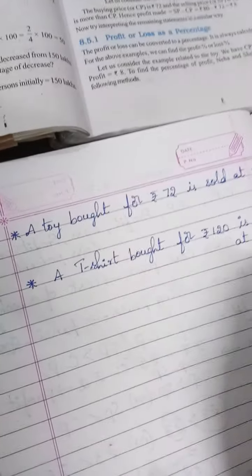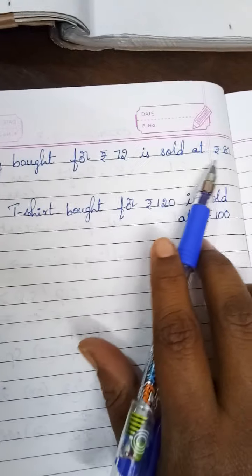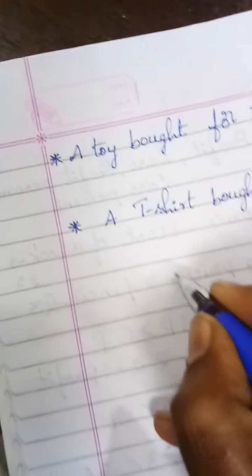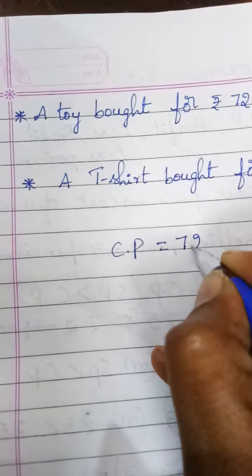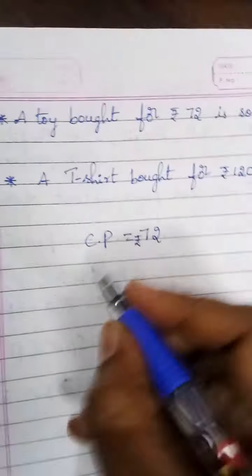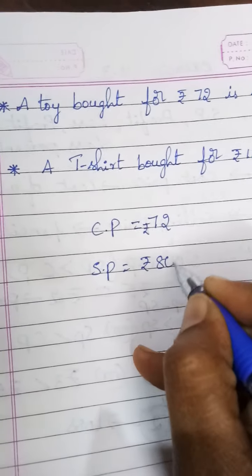I want to give one more example for profit and loss. See here, a toy bought for 72 rupees and is sold at 80 rupees. So we bought it for 72 rupees. Cost price is equal to 72 rupees. And what is the selling price here? Selling price is 80 rupees.